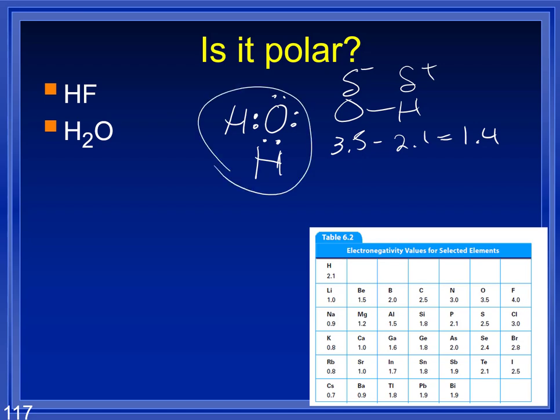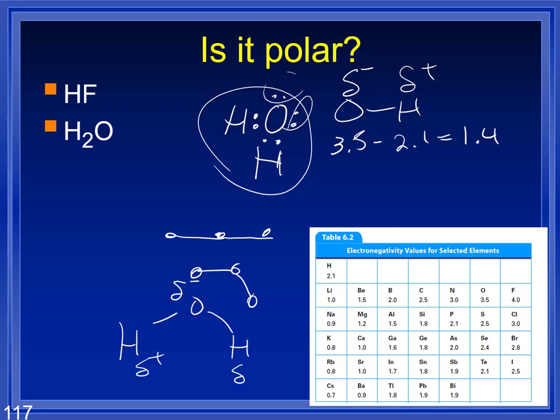Well, I've got two atoms hooked onto a center. I only have two choices. They're in a line or they're not in a line. Which one's it going to be? Well, it's going to be bent because of these lone pairs. So my molecule is going to look like this, and the oxygen is going to be negative and the hydrogens are going to be positive.